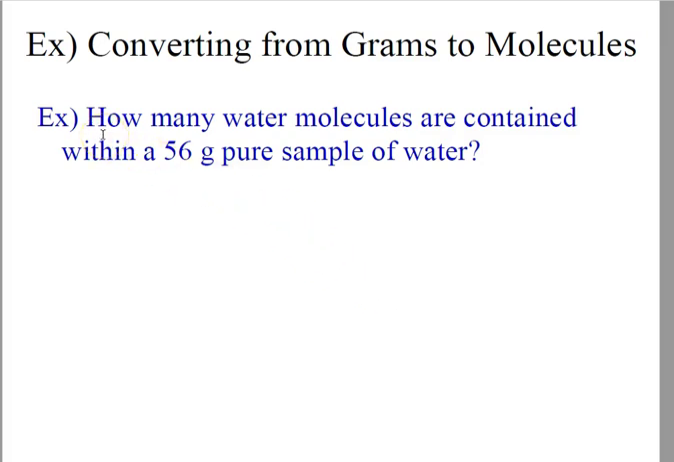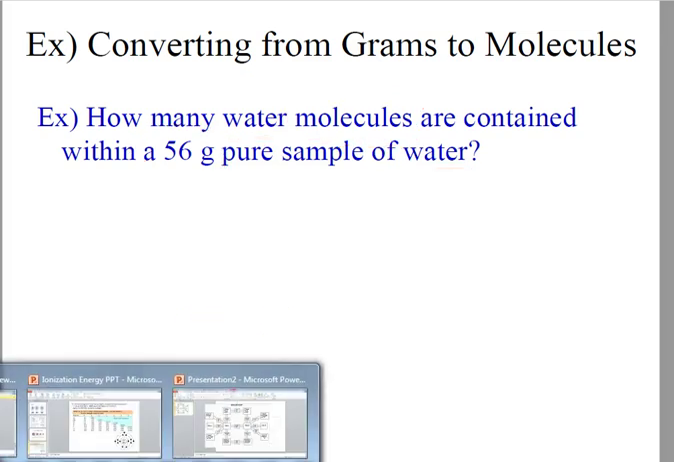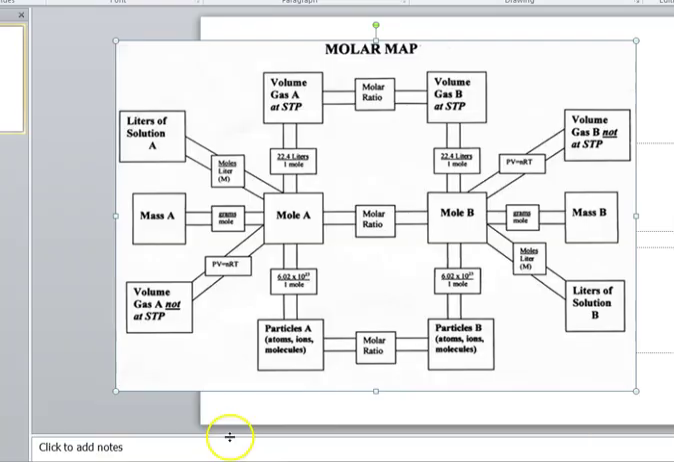Next problem, how many water molecules are contained within a 56-gram sample? So we're given grams, and we're looking for molecules, and we're talking about water and water. So no chemical reaction is involved here. We'll look back at our map. We're going from grams to molecules.